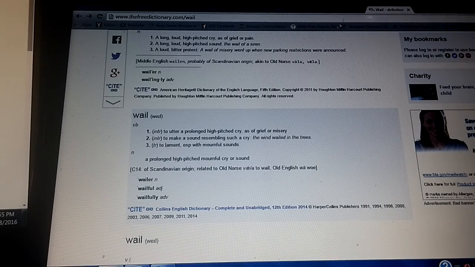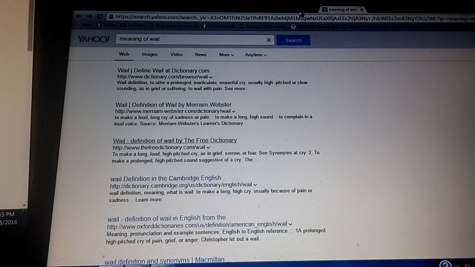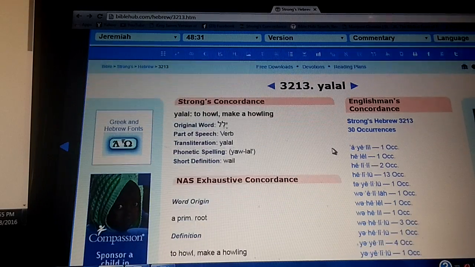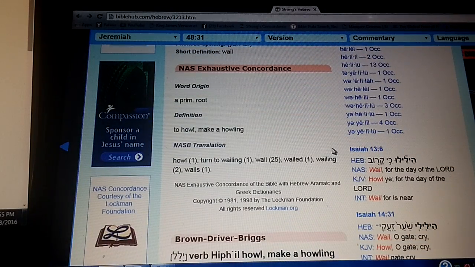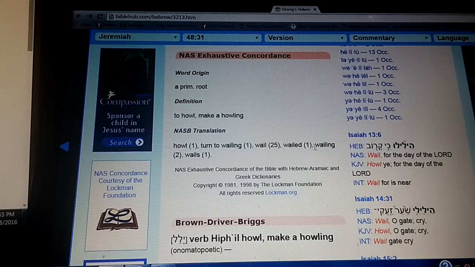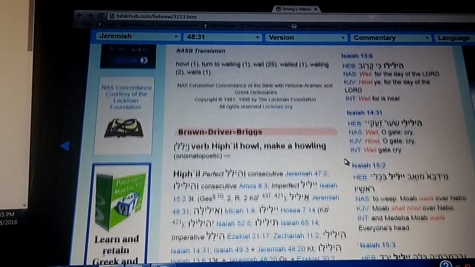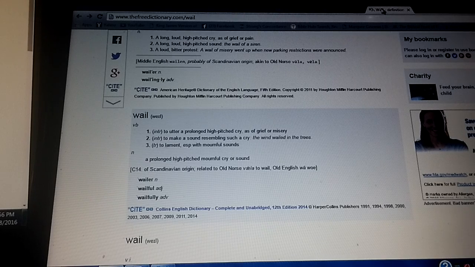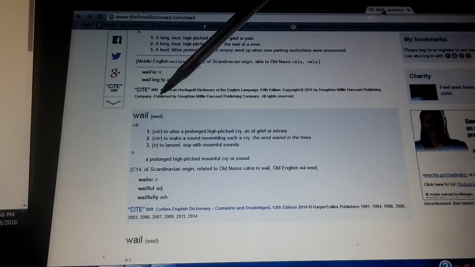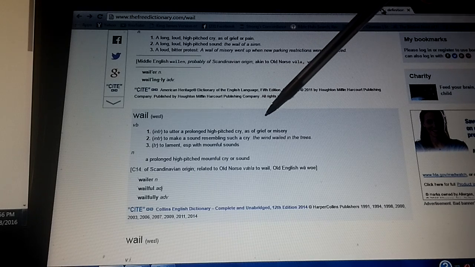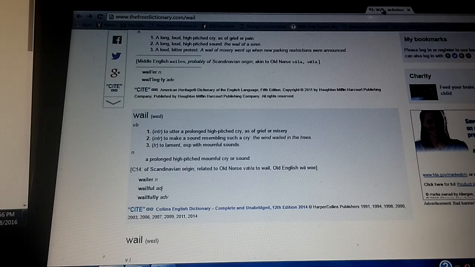Let me go back a minute here. Getting ahead of myself just a little bit. Okay, here we go. This is where I looked up howling. It says to howl or make a howling. Then we get down here a little bit further. It's where the word wail comes in, okay? Turn to wailing, wail, wailed, wailing, okay? So we see that it is a type of cry. And when we look up wail, we see that wailing means, right here, to utter a prolonged, high-pitched cry as of grief or misery. Okay, I'm going to cut that off right here.